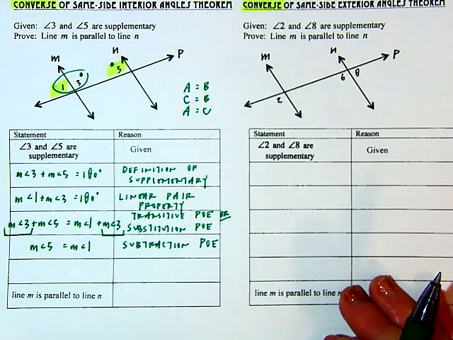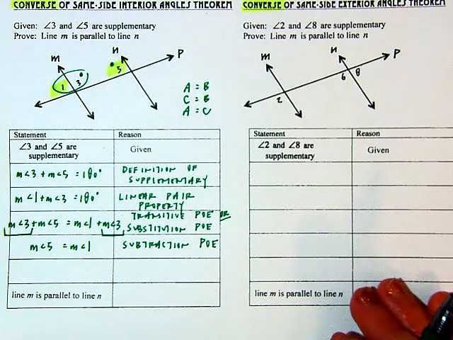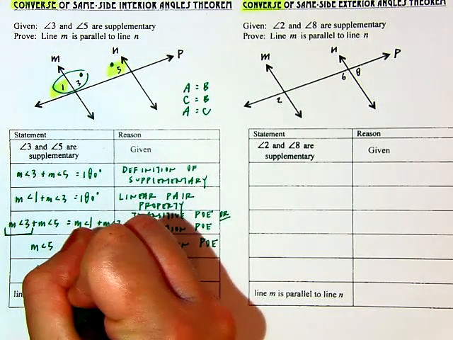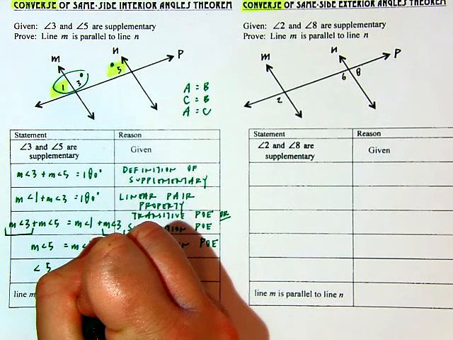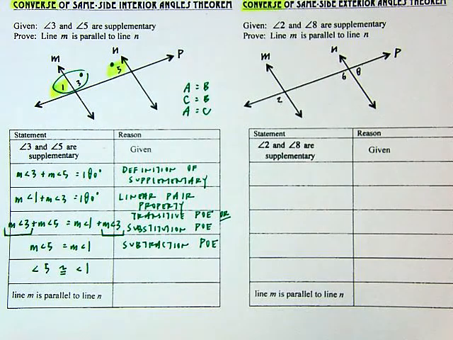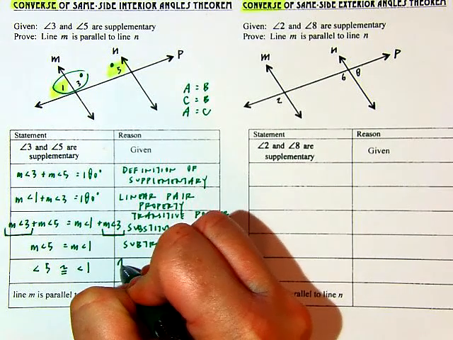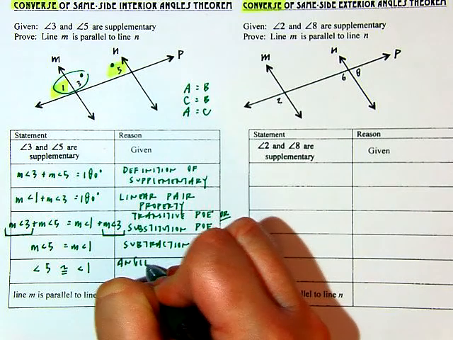Okay, their measures are equal, and if their measures are equal, the angles themselves must be congruent. Right? It's just a little conversion. So if the measures match, the angles must match also. So this is the angle congruence postulate.